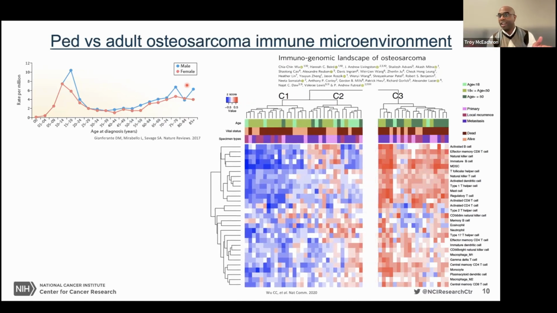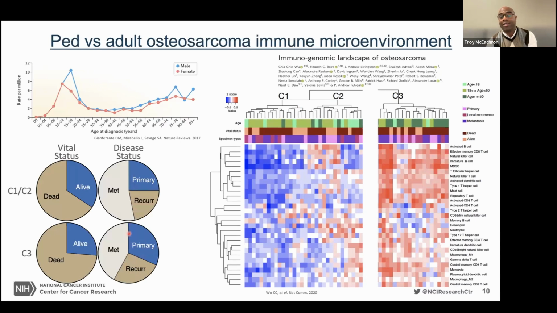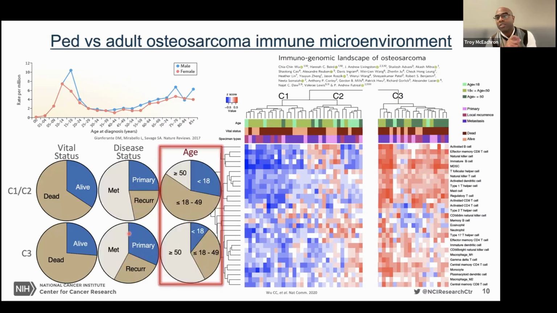When you parse this out, and you look at clusters 1 and 2, which are related, versus cluster 3, which is actually kind of distally related, there's no difference in vital status between cluster 1 and 2 and cluster 3. There's no difference in disease status, but there is a difference in age, where cluster 3 seems to be older patients, whereas clusters 1 and 2 seem to be younger patients.